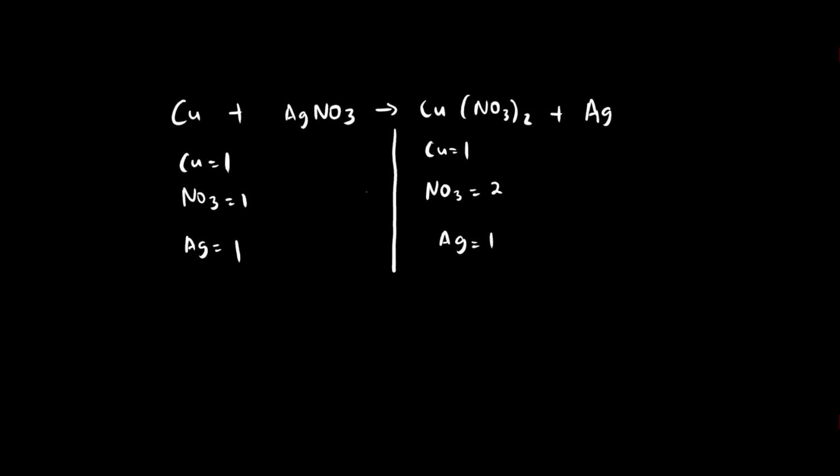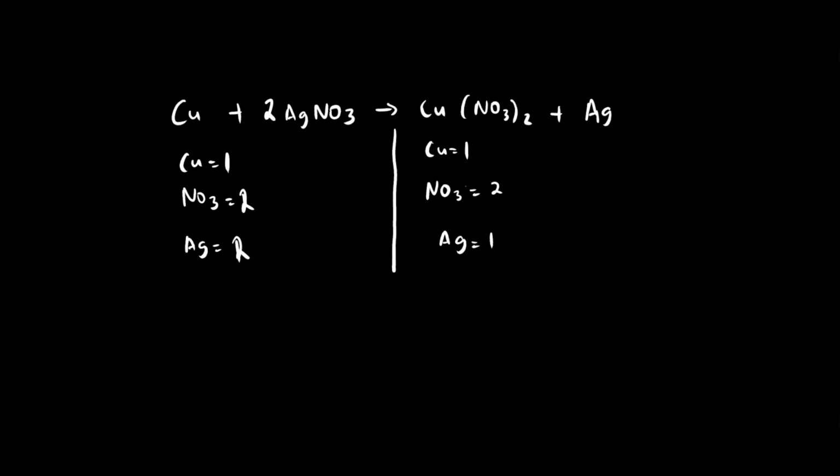So what we need to balance here is the nitrate. Least common multiple of 1 and 2 is 2. So we need to introduce a coefficient of 2 in front of the silver nitrate on the left hand side. So now we have 2 silver and we have 2 nitrate on the left hand side. The coppers are still balanced, there's no issues there. The nitrates are now balanced.